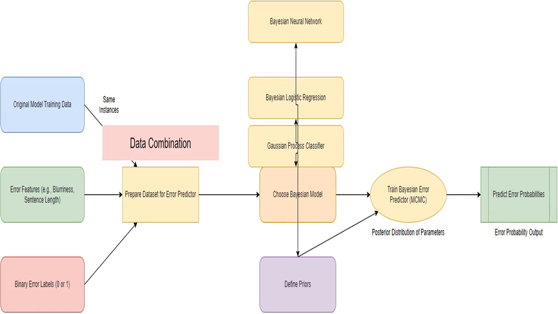Combining the original model training data, the computed error features, and the binary error labels to create a dataset specifically for training the error predictor. This combines both the data and identified weaknesses.